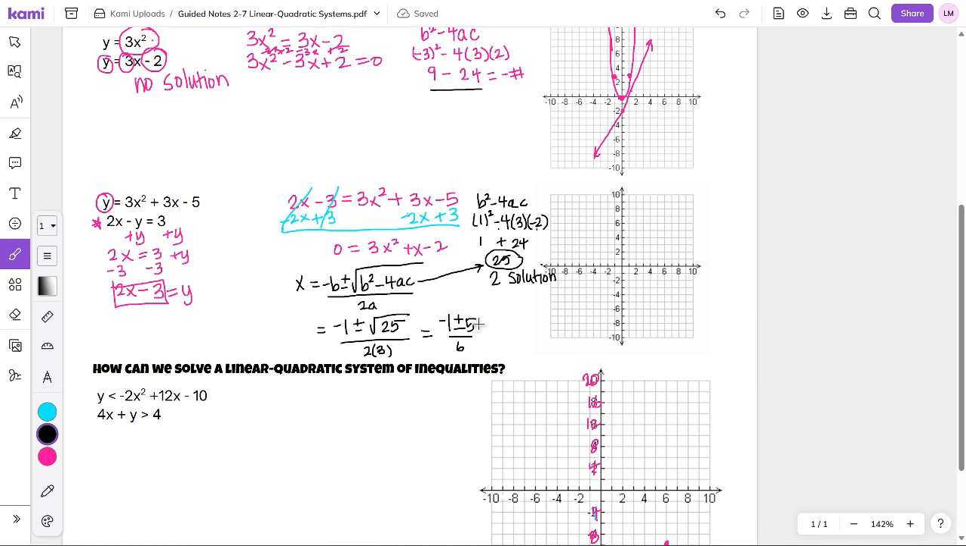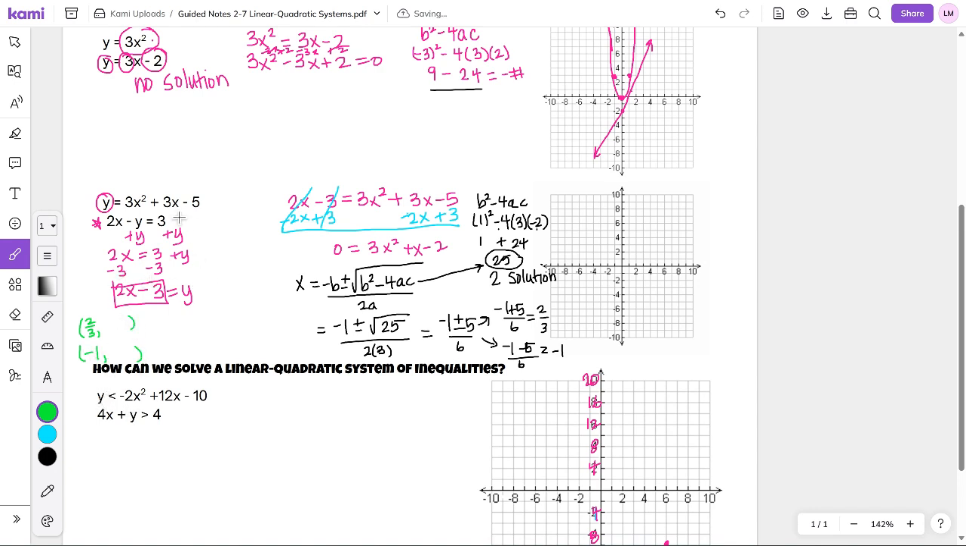So I have -1 plus 5 divided by 6, -1 minus 5 divided by 6. So this is going to be -1 plus 5 is 4 over 6. That reduces to 2/3. -1 minus 5 is -6 over 6, which is -1. These are x values, so I come back over here and I have x values at 2/3 and -1. Now I need to find the y values that match that point of intersection.